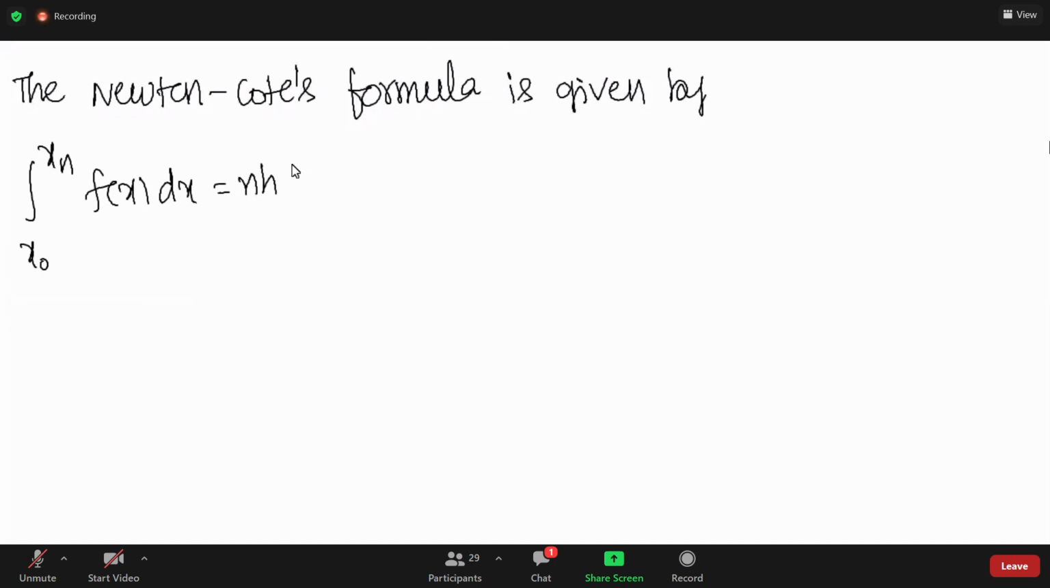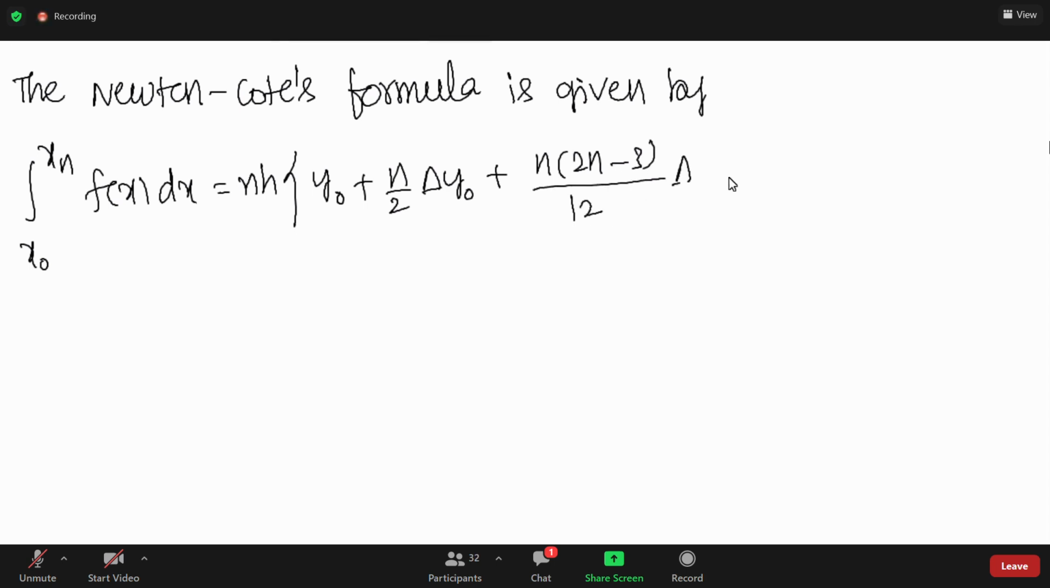nh into y naught plus n by 2 delta y naught plus n into 2n minus 3 by 12 delta square y naught plus n into n minus 2 whole square by 24 delta cube y naught plus 1.